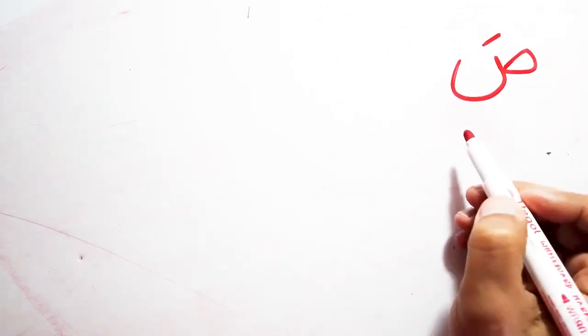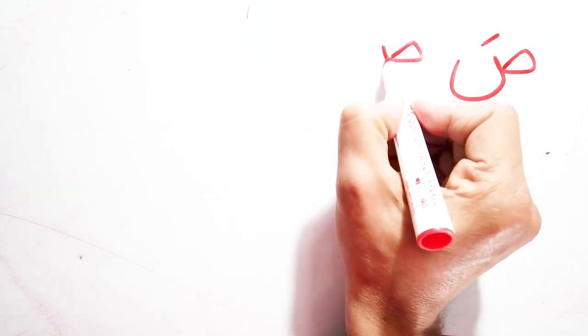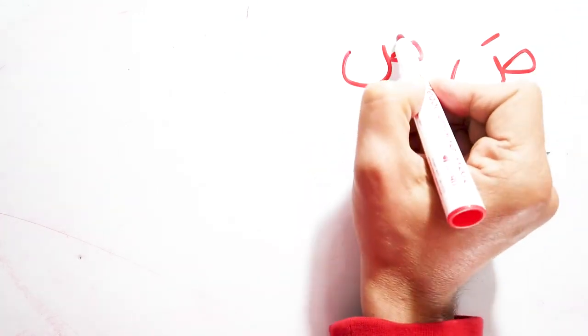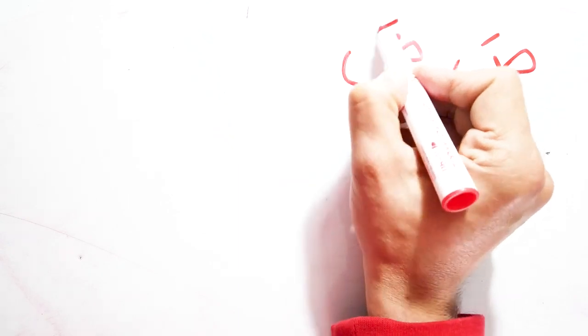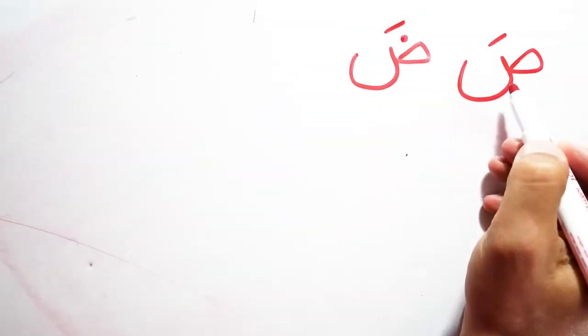Okay, let's review today the letters that we learned. So we have sa, and we have ba. Sa and ba have the same shape, just we add one dot here.